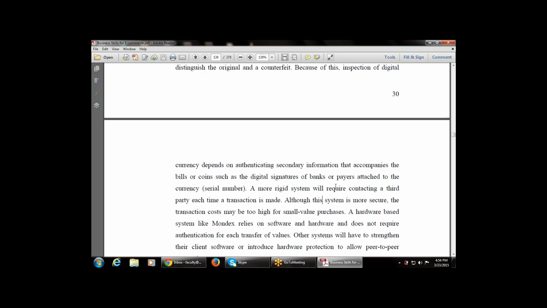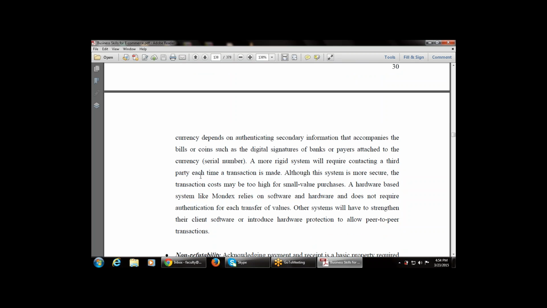A more rigid system will require contacting a third party each time a transaction is made. Although this system is more secure, this means digital currency is more secure, the transaction cost may be too high for small value purchases. This is one of the limitations. Whenever I use a digital currency, the transaction cost is too high even in the case of small value purchases.